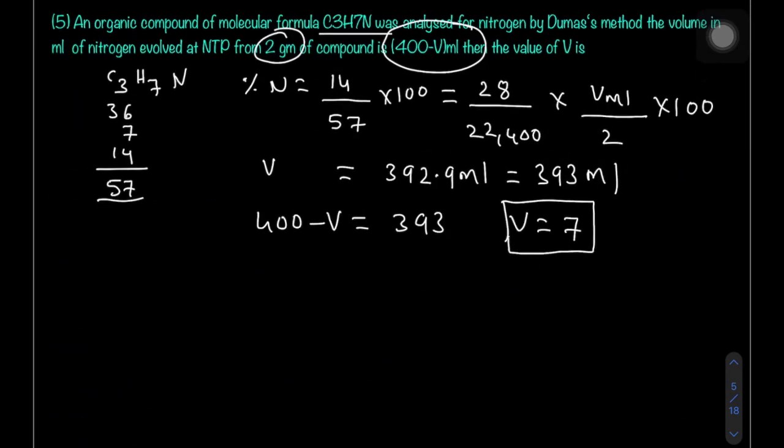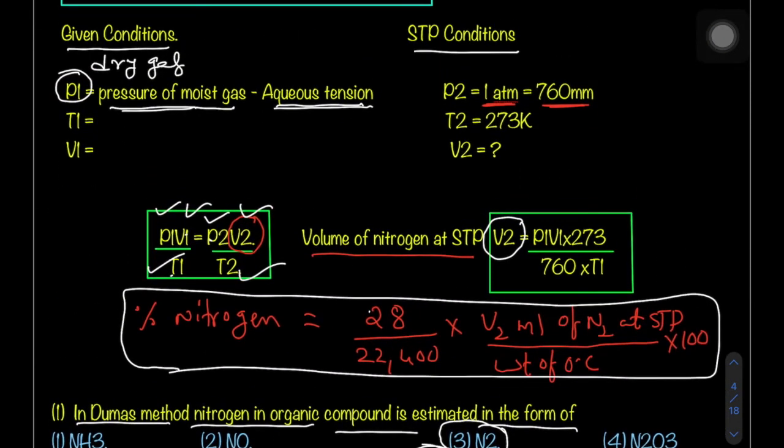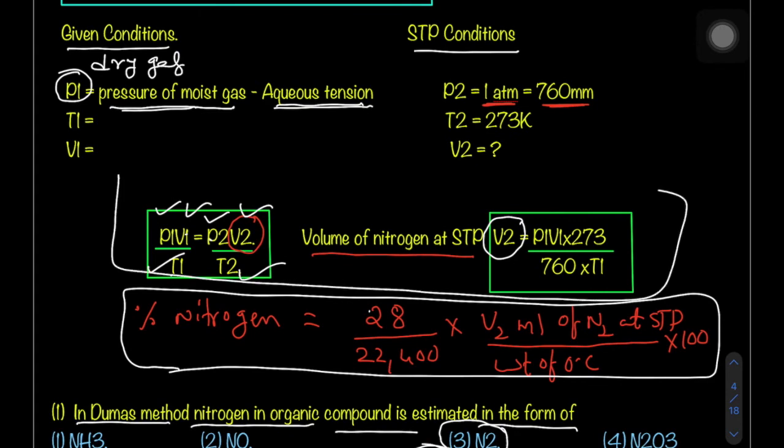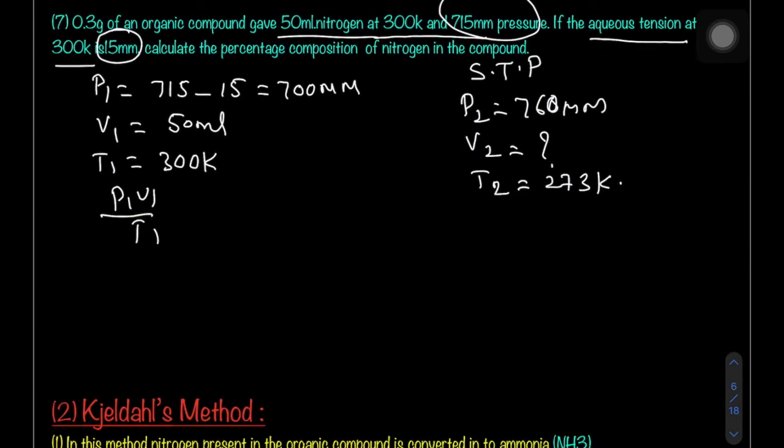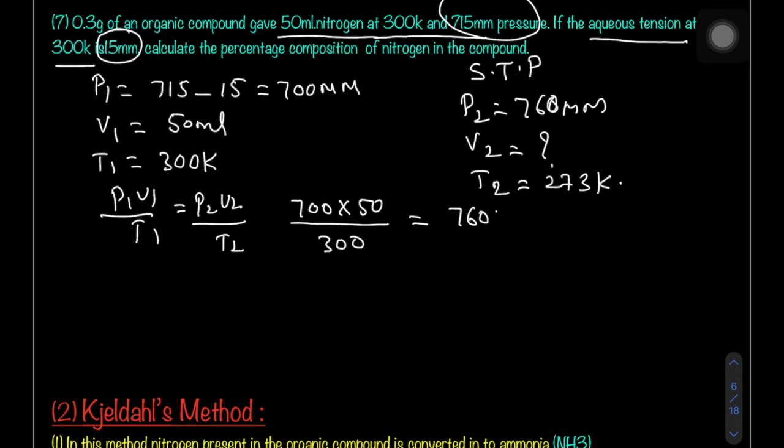Okay, so by applying P1 V1 by T1 equal to P2 V2 by T2. What is the P1 here? 700 mm, volume 50 ml, temperature 300 Kelvin, P2 760 mm, V2 to be calculated, T2 will be 273 Kelvin. Okay, from here the volume of the dinitrogen gas is equal to 41.9 ml.